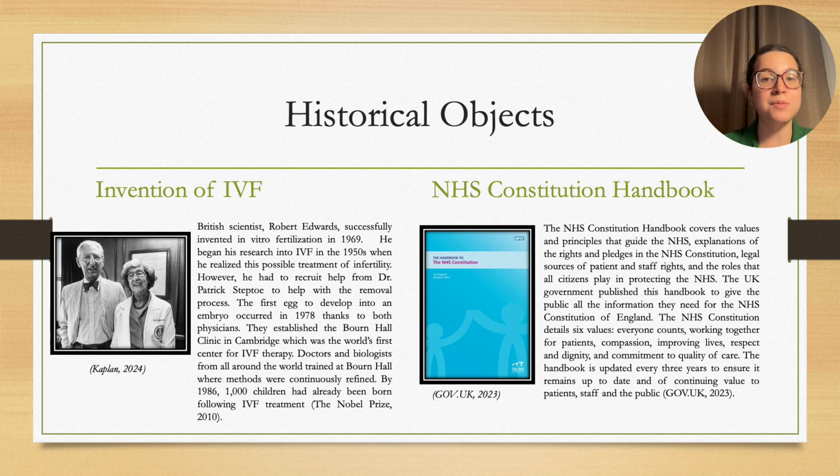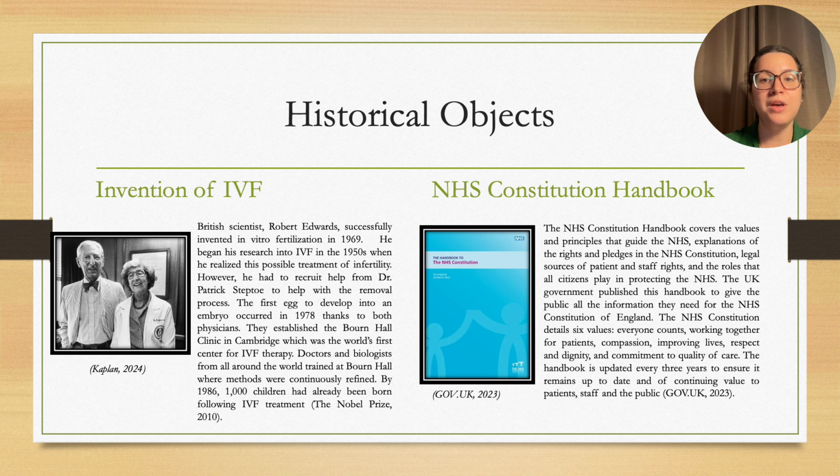And our last historical object is the NHS Constitution Handbook. The NHS Constitution Handbook covers the values and principles that guide the NHS, explanations of the rights and pledges in the NHS Constitution, legal sources of patient and staff rights, and the roles that all citizens play in protecting the NHS. The UK government published this handbook to give the public all the information they needed for the NHS Constitution of England.